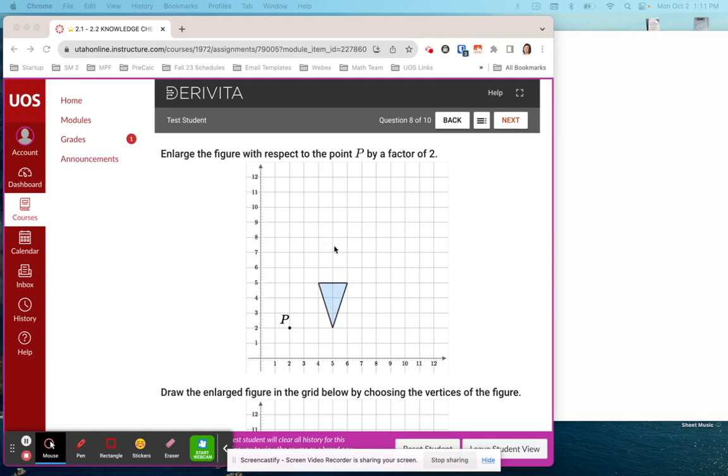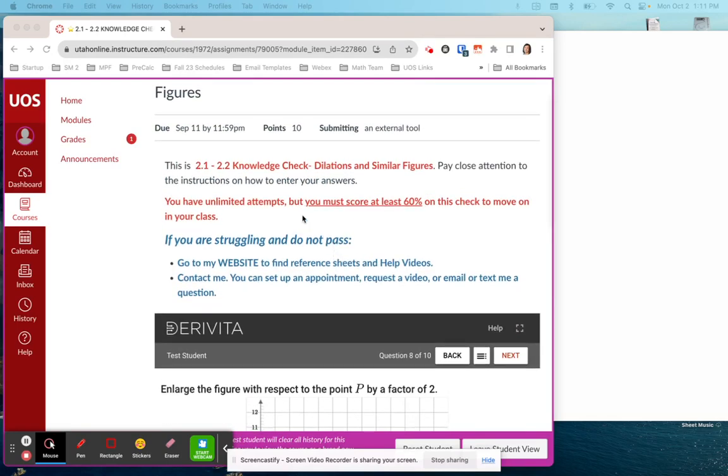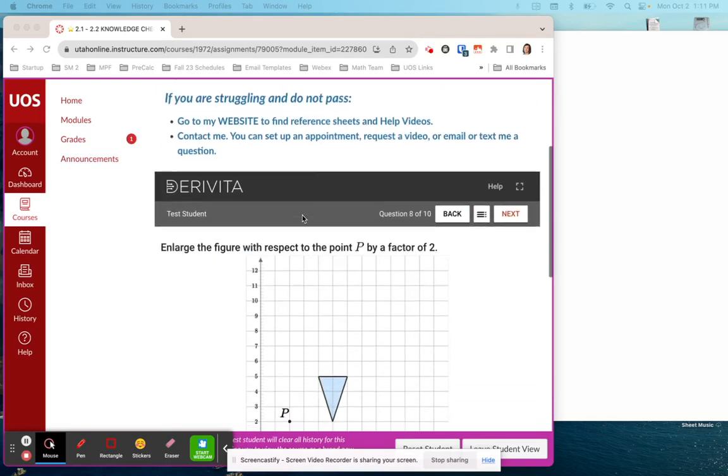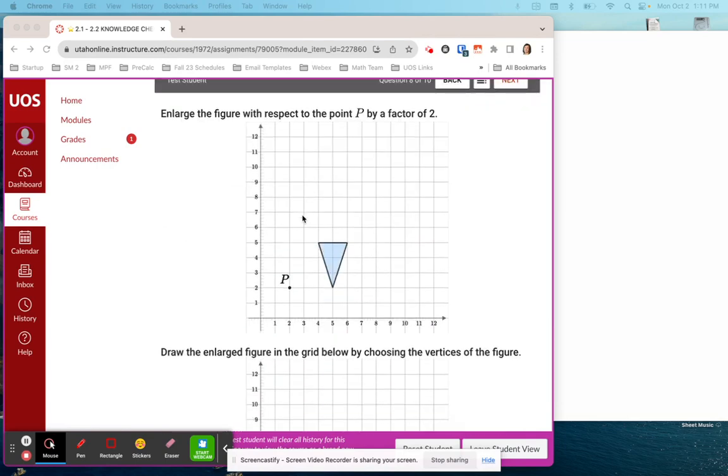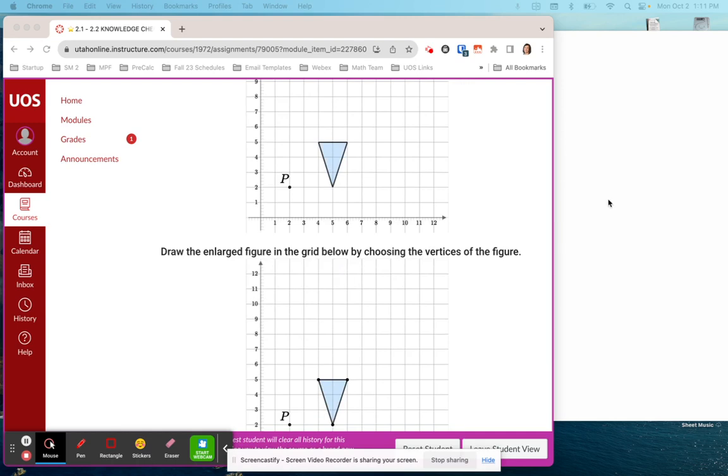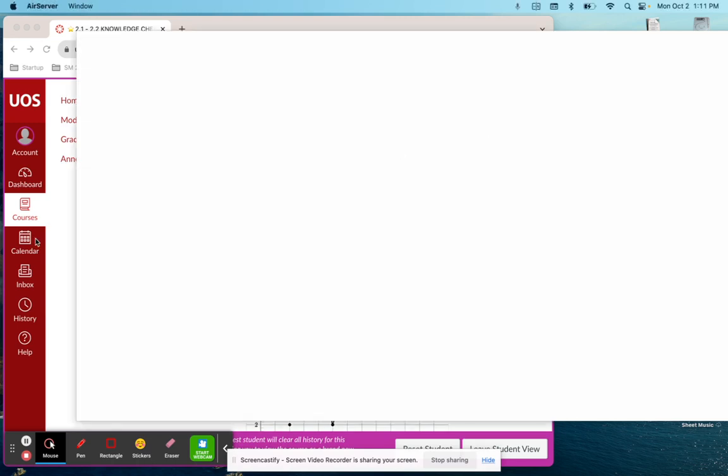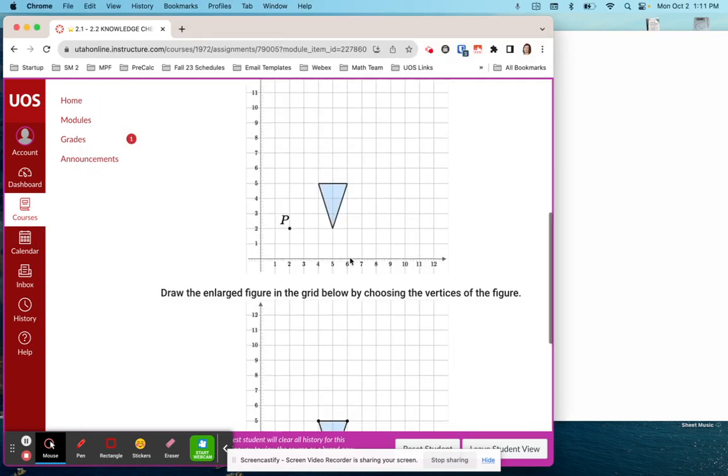With questions 8 and 9. This is the 3.1, 2.1, 2.2 knowledge check. So I'm going to go through questions 8 and 9 and try to give you an explanation. This is what it looks like. And then I'm also going to use my iPad to maybe draw some things so we can understand this.